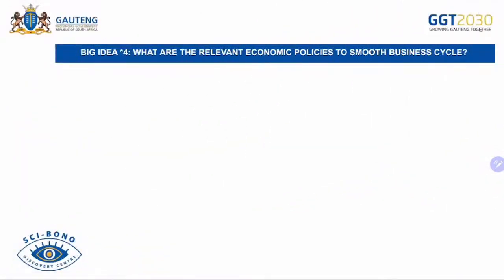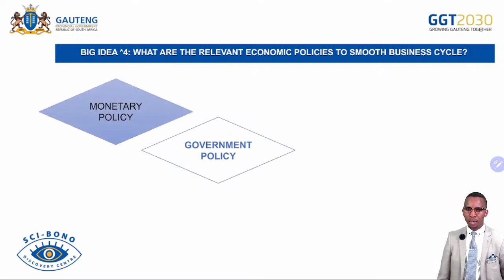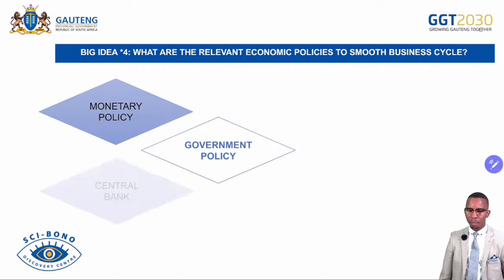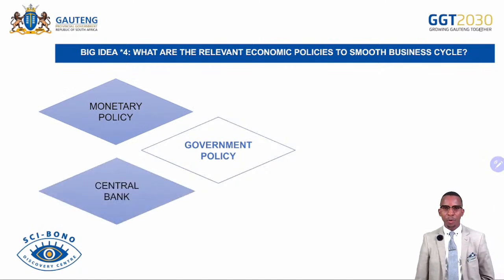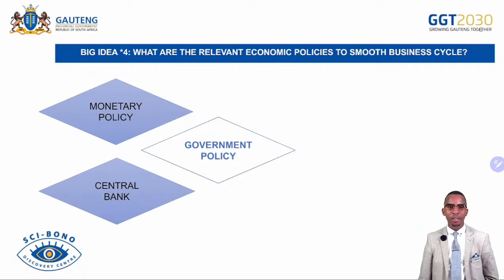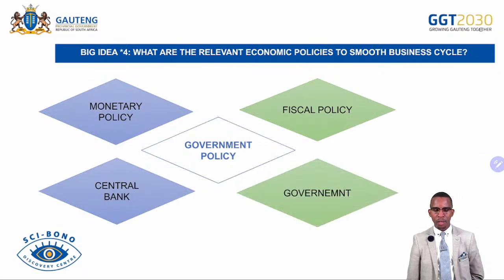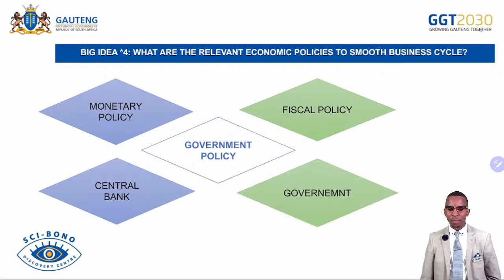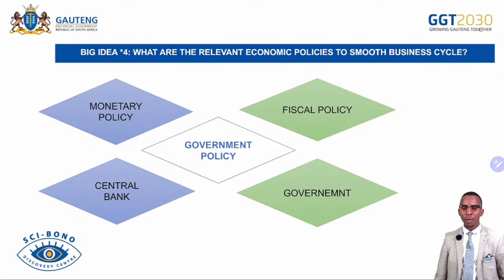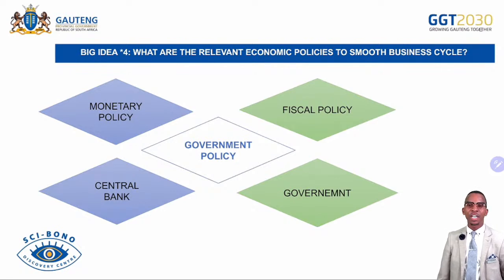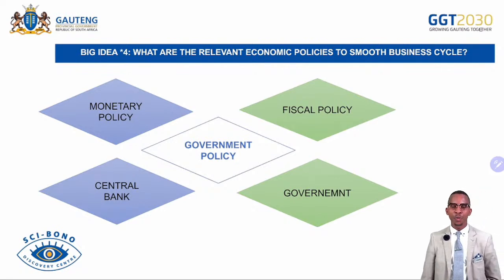Bigger idea number 4. What are the relevant policies that are used to smooth the business cycle? So government policy goes together with monetary policy, which goes with its instruments. Remember, monetary policy is controlled by the South African Reserve Bank in South Africa, or the central bank. The fiscal policy is controlled by the government. So we will check into monetary policy, how it can be used, and also fiscal policy, how it can be used expansionary and contractionary in order to manage or smooth the business cycle.